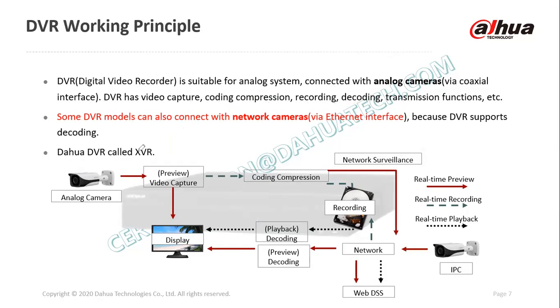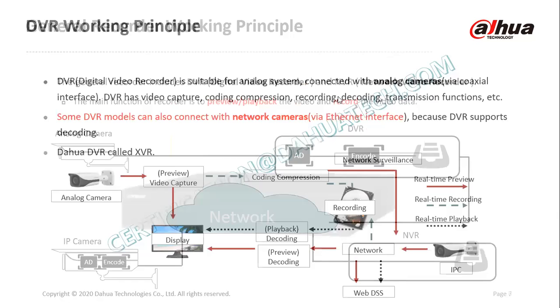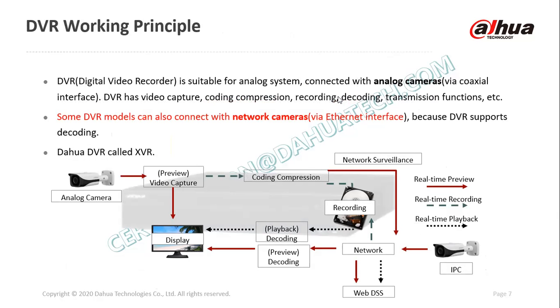Some of the DVR models can also connect with network cameras. Like you see this, some of these models of the DVR can connect these IP cameras. They're called XVR. It's a different kind of DVR. So you can use both analog and IP cameras on a DVR, which is called the XVR. When we talk about the models that we have for the recorders, you will get to know this model XVR here. And I think this is the current model that we are selling. So most of our analog recorders are XVR, which can support both IP and analog cameras.